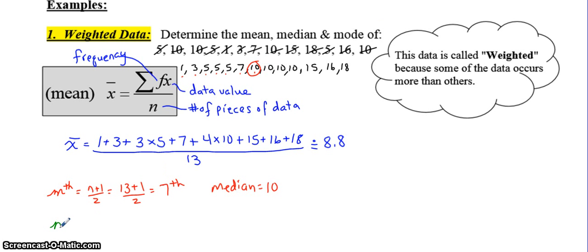Lastly, your mode. The one that occurs most often is 10 because it occurs 4 times and no other piece of data occurs more than 4 times. So that's what you do with weighted data, is you can use the frequency to multiply with the data value rather than writing the data value out, in this case 3 times and in this case 4 times.